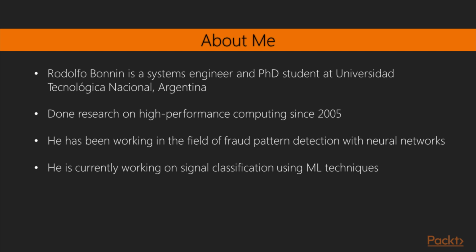Rodolfo Bonin, a systems engineer and PhD student at Universidad Tecnológico Nacional, Argentina. He also pursued parallel programming and image understanding postgraduate courses at Uni Stuttgart, Germany. He has done research on high-performance computing since 2005 and began studying and implementing convolutional neural networks in 2008, writing a CPU and GPU supporting the neural network feed forward stage. More recently, he's been working in the field of fraud pattern detection with neural networks and is currently working on signal classification using ML techniques.